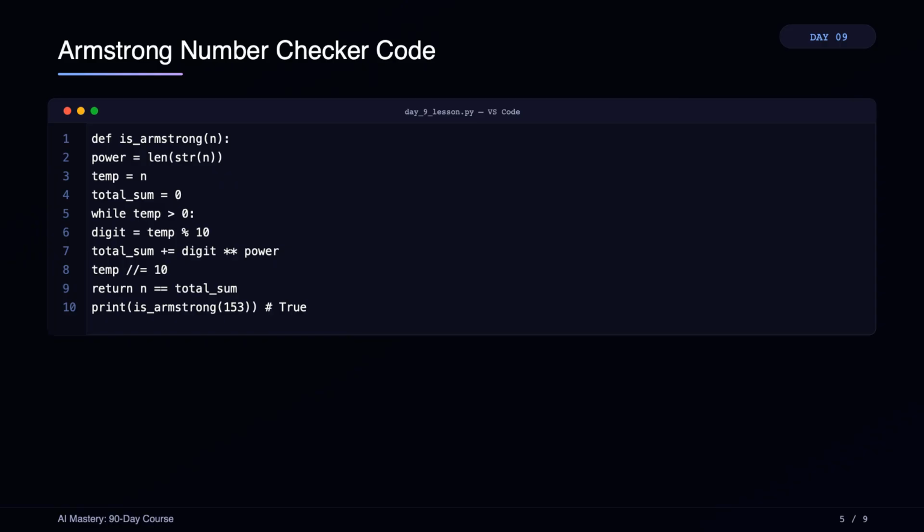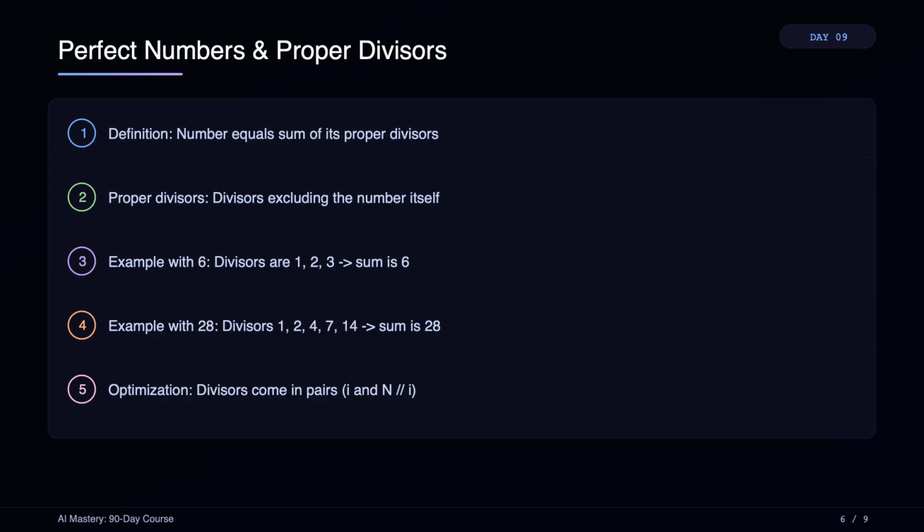Now, let's explore perfect numbers. A perfect number is a positive integer that is equal to the sum of its proper divisors, meaning all its positive divisors excluding the number itself. The smallest perfect number is 6, because its proper divisors are 1, 2, and 3, and their sum is 6. The next perfect number is 28, whose proper divisors are 1, 2, 4, 7, and 14, summing up exactly to 28. To write an optimized perfect number checker, we can check for divisor pairs up to the square root of n, just like we did with prime numbers.